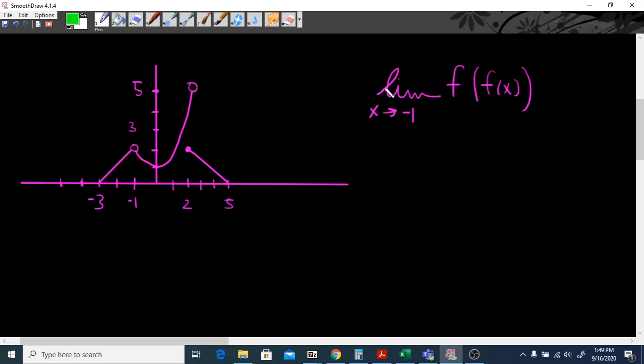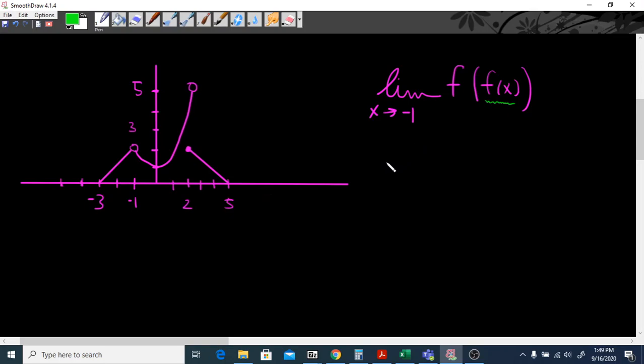We're asked to find the limit as x approaches -1 of f of f of x. Okay, so the first thing to notice is that f of x is the input, not the output. f of x is the input, and that is inserted into f again to produce the output, and we want the limit as x approaches -1.